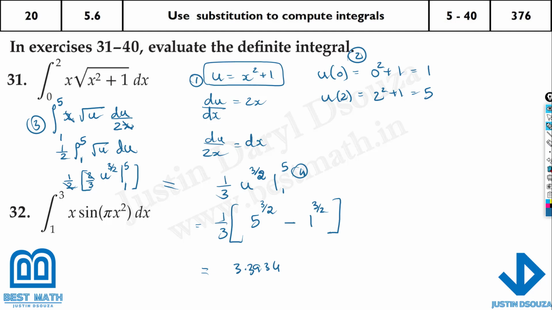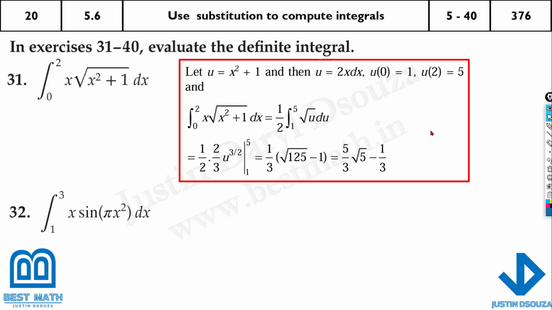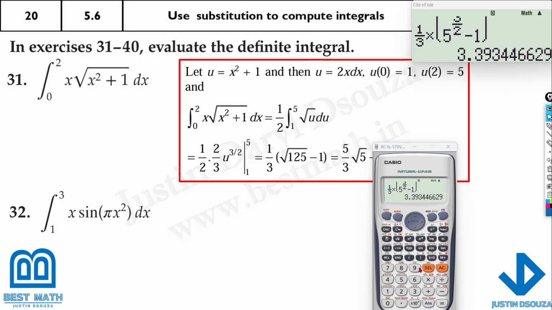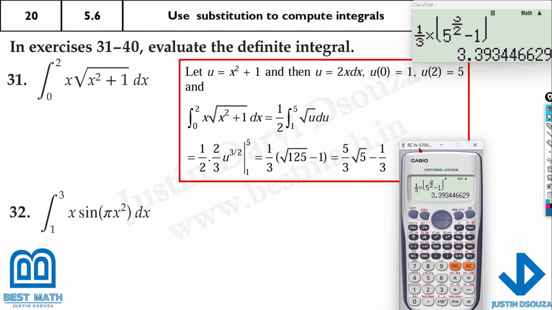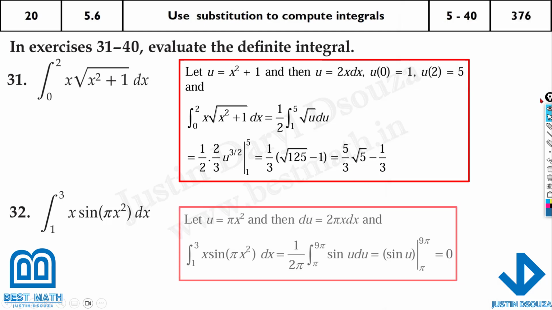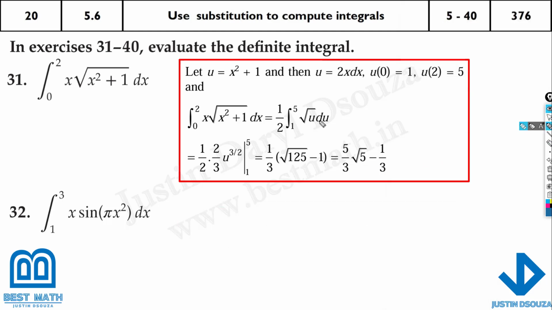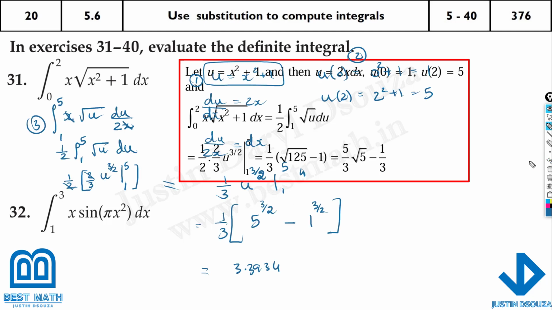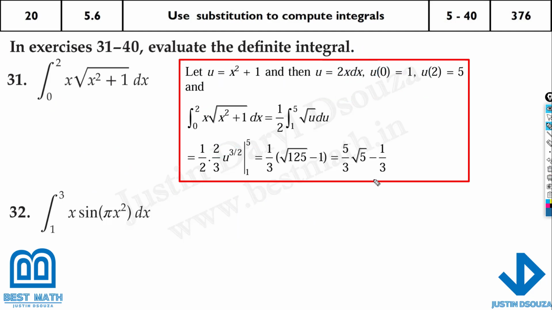Now let me explain why the solution set answer looks different. If you put this in the calculator, the answer will be the same. We have got 3.3934, isn't it? So let me solve this. It'll be 5 divided by 3 times root 5 minus 1/3. It'll be the same thing, 3.3934. Why is it? Let me just show you. We had 5 to the power 3 by 2, isn't it?